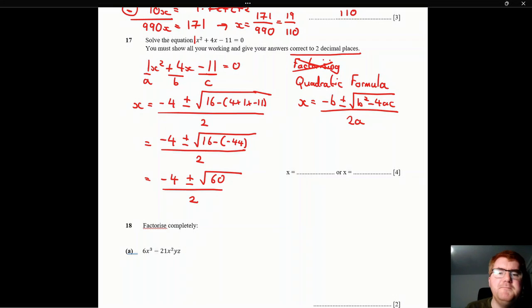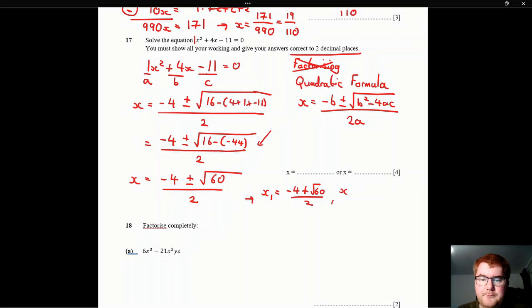all over 2. Notice if you made a mistake here and got a negative number, you know you've done something wrong. Go back and check your algebra. It's important to identify points where you could make a mistake, and if something weird or strange happens, it's a good hint to go back and check your algebra. At this point, we just want to work out our two different answers. So we want to work out x1, which is minus 4 plus root 60 over 2, and x2 will be minus 4 minus root 60 over 2.